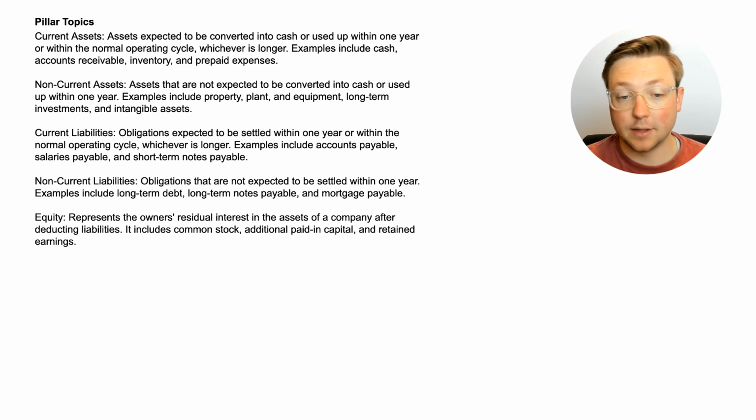Now on the other side of the balance sheet, there's current liabilities. These are obligations expected to be settled within 1 year or within the normal operating cycle, whichever is longer. Examples include accounts payable, salaries payable, and short-term notes payable. And for non-current liabilities, these are obviously obligations that are not expected to be settled within 1 year. Examples include long-term debt, long-term notes payable, and mortgage payable. And finally, equity. This represents the owner's residual interest in the assets of a company after deducting liabilities. It includes common stock, additional paid-in capital, and retained earnings.